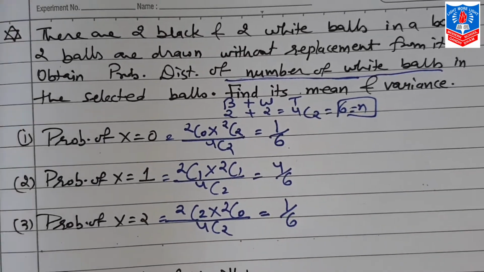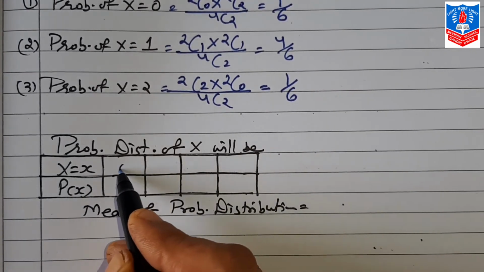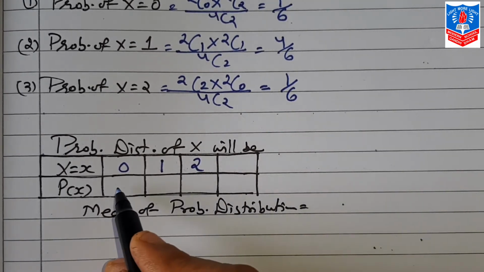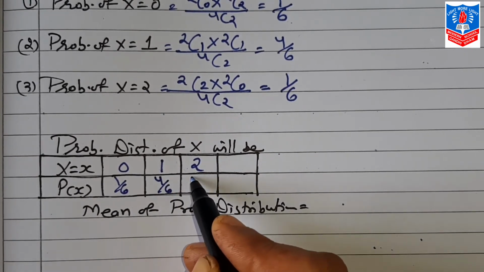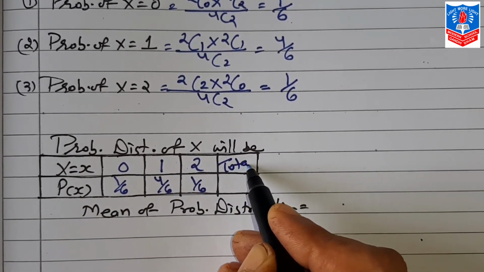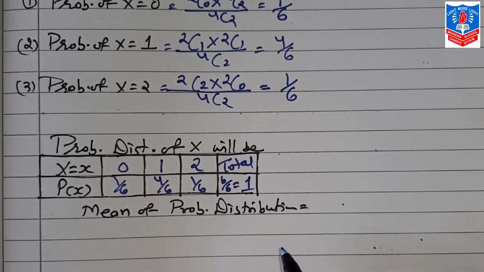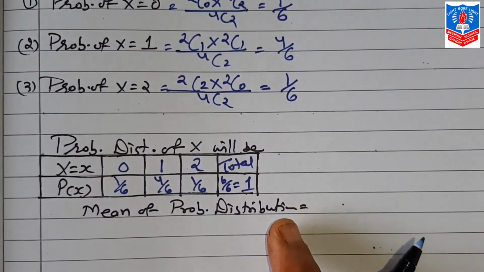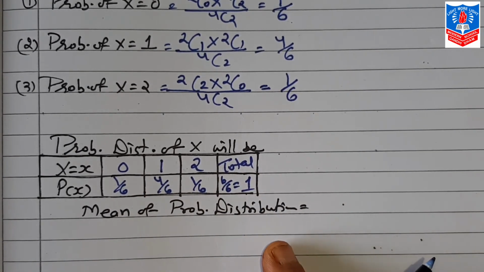So here I have written in this table, the value of x 0, 1 and 2. Probability of this will be 1 by 6, 4 by 6, 1 by 6. So total will be 6 by 6, that is 1. So our first part, that is obtain probability distribution of number of white balls, that is over. Now next is mean and variance.